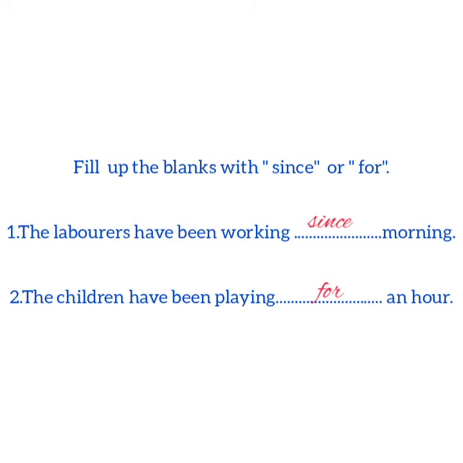Number 2, the children have been playing dash an hour. Here the time given to us is a period of time. That is why we can use the word for an hour. The sentence will be the children have been playing for an hour.